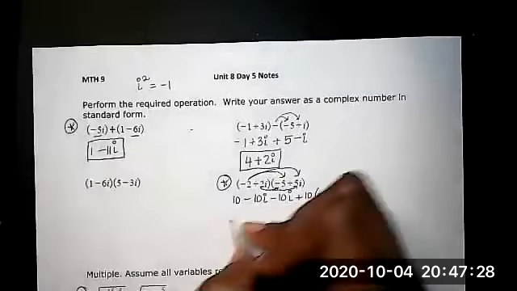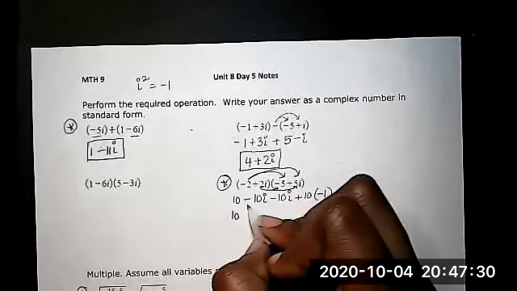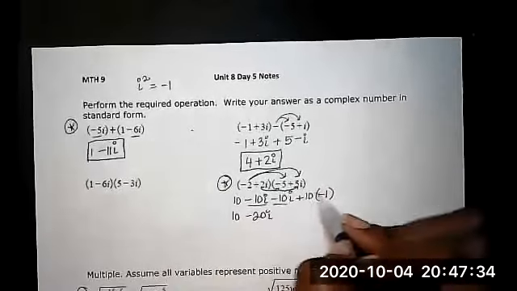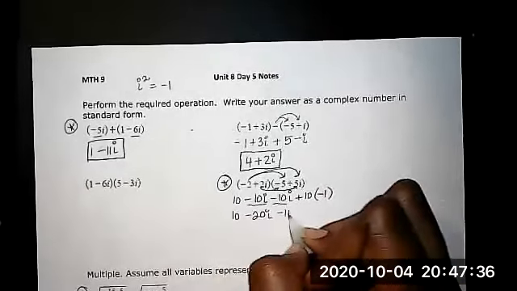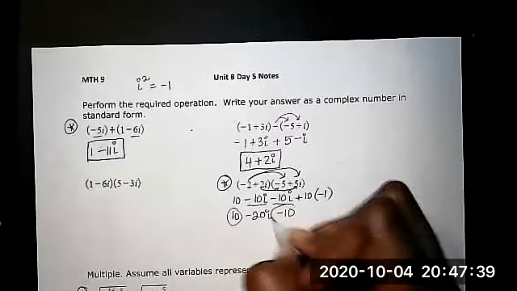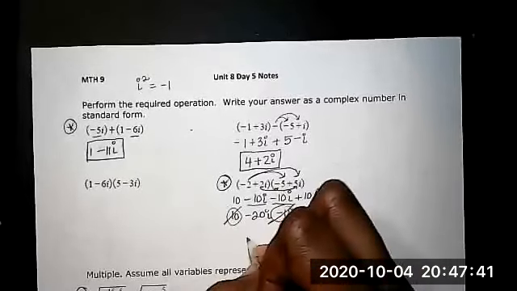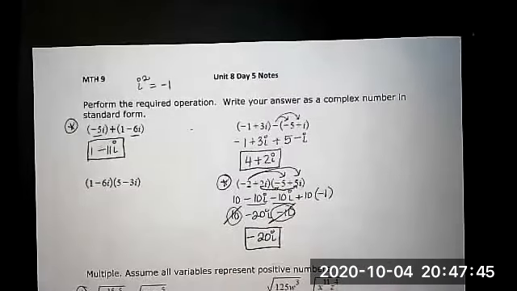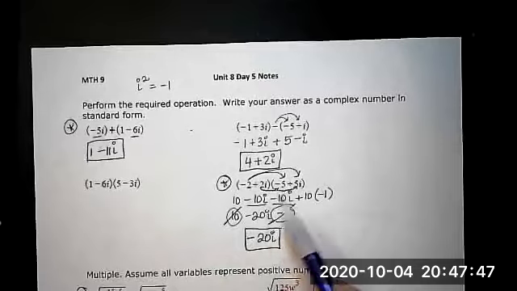So now it is 10, and then we're going to combine like terms, negative 20I. And this now becomes 10 times negative 1, which is negative 10. And if I combine these two, they cancel each other out. My answer is negative 20I there. Okay, and it's that I times I.